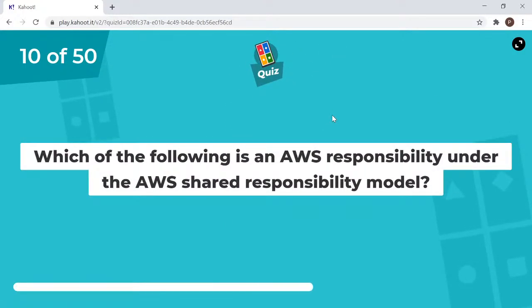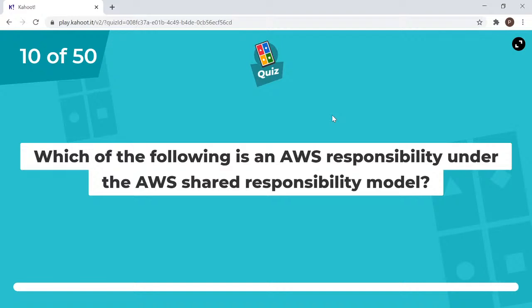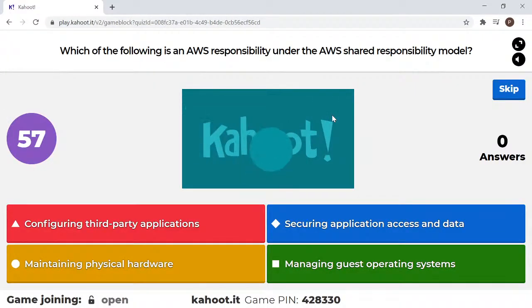Which of the following is an AWS responsibility under the AWS shared responsibility model? Is it configuring third-party applications, securing application access and data, maintaining physical hardware, or managing guest operating systems?